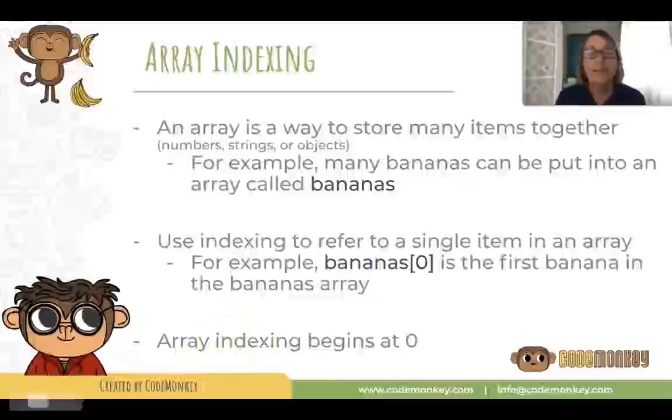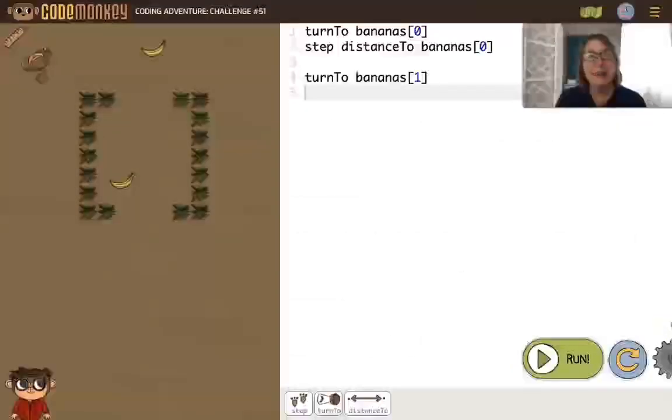Let's look at an example. Here's an example where we have several items as part of our challenge. We have 2 bananas. So those bananas could be put, and they are, into an array called bananas. This one has the index of 0, and this banana is in the array bananas with an index of 1. We also have all of these bushes that are in an array called bushes, and each one has a different index. Since there's only one monkey, it's not put into an array, it's just monkey.